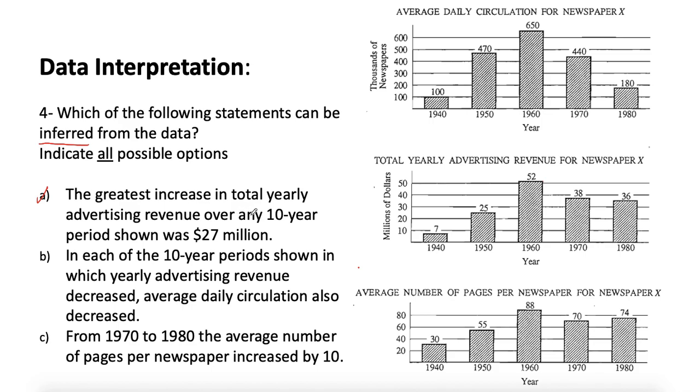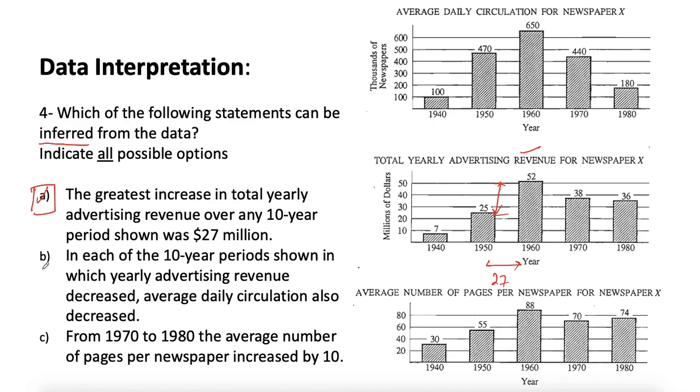The greatest increase in total yearly advertising revenue, asking about this graph, over any 10-year period was 27 million. We can see that. So what is the difference? 25 minus 7 is less than 52 minus 25. The maximum difference in any 10-year period is 52 minus 25, which is 27 million, and that's why this is the correct answer. As the question asks for the greatest increase in total yearly advertising, and the greatest increase is this one, 52 minus 25, which is equal to 27 million.